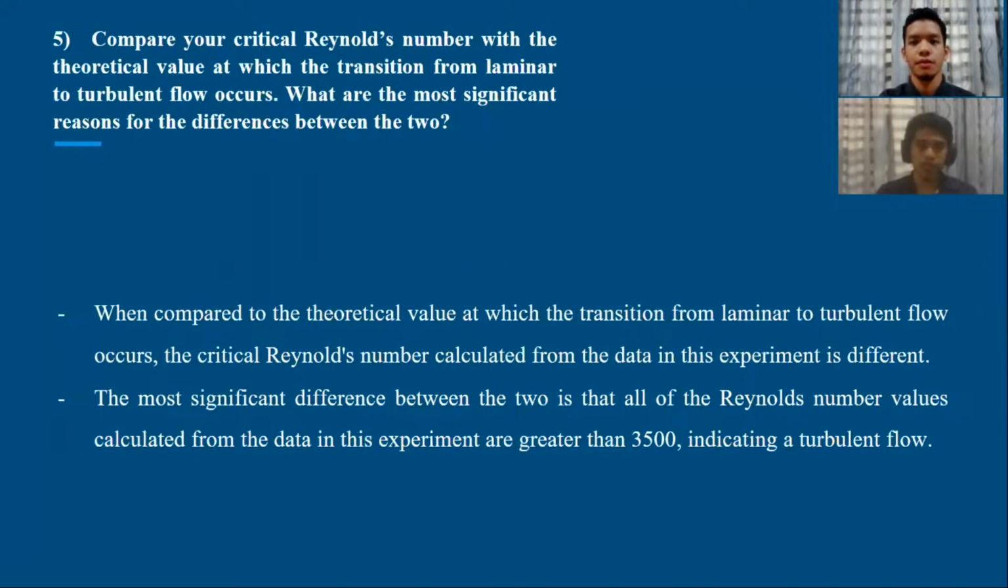Compare your critical Reynolds number with the theoretical value at which the transition from laminar to turbulent flow occurs. What are the most significant reasons for the difference between the two? When compared to the theoretical value at which the transition from laminar to turbulent flow occurs, the critical Reynolds number calculated for the data in this experiment is different. The most significant reason is that all the Reynolds number values calculated for the data in this experiment are greater than 3,700, indicating a turbulent flow.